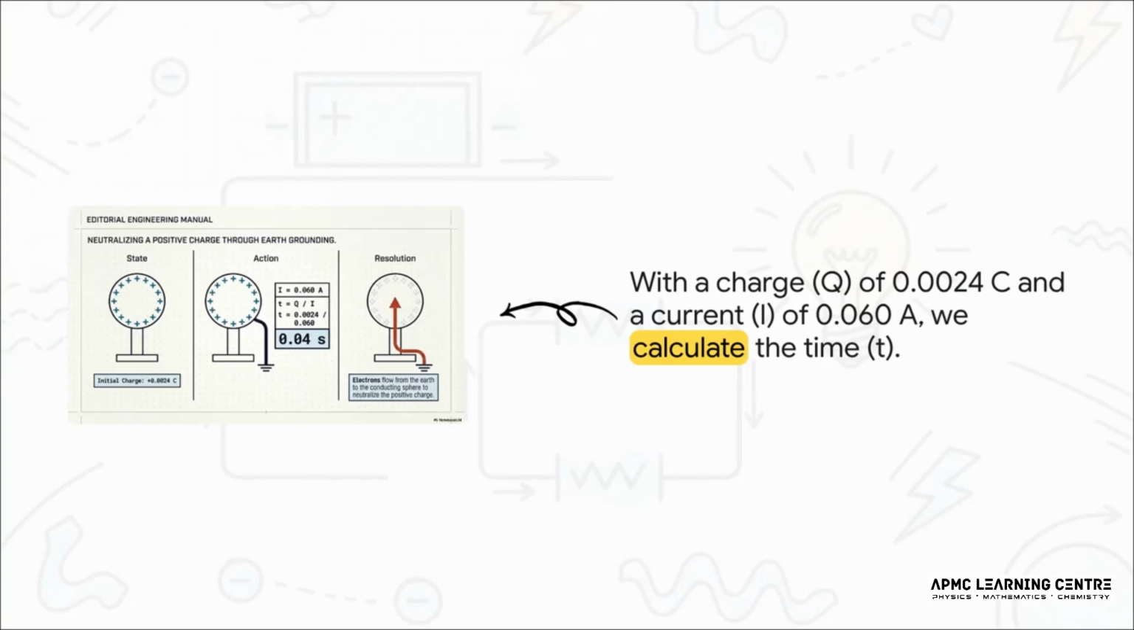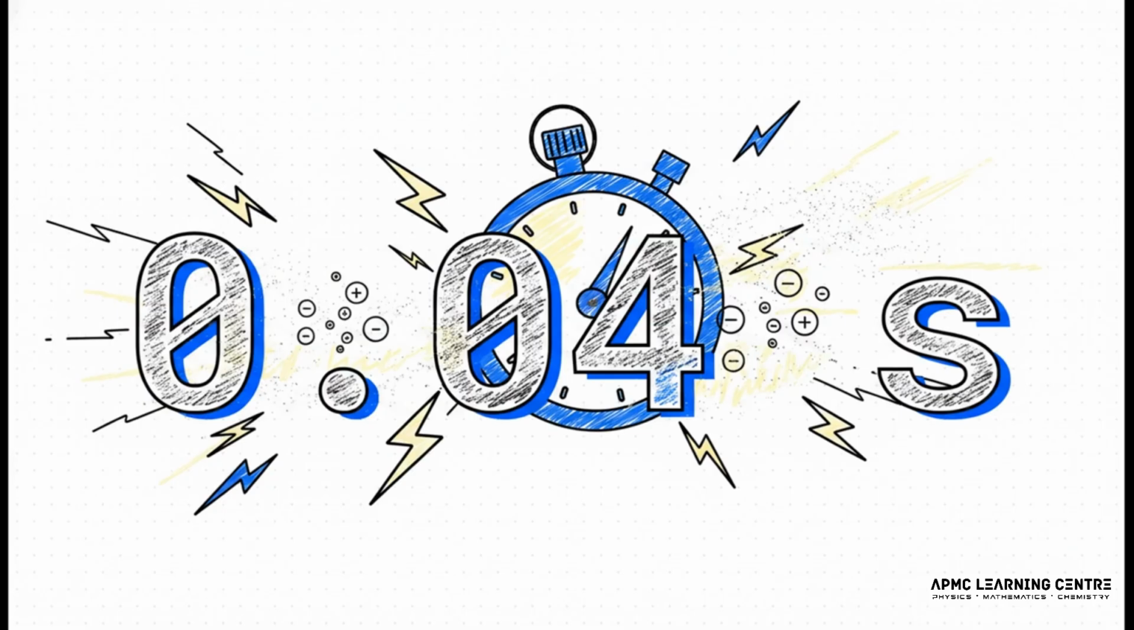Okay, let's plug in our values. We know the total charge, Q, that needs to be moved is 0.0024 coulombs. And we're told that the average current, I, flowing through the wire is 0.060 amps. So to find the time, t, we just need to divide the charge by the current. And boom, the answer is 0.04 seconds.